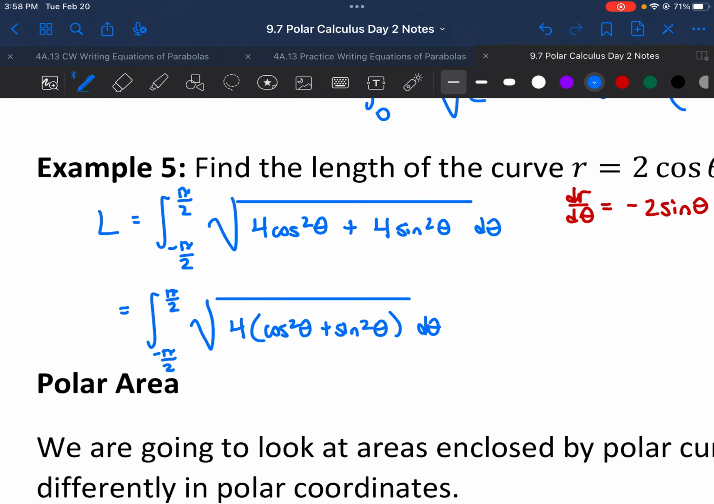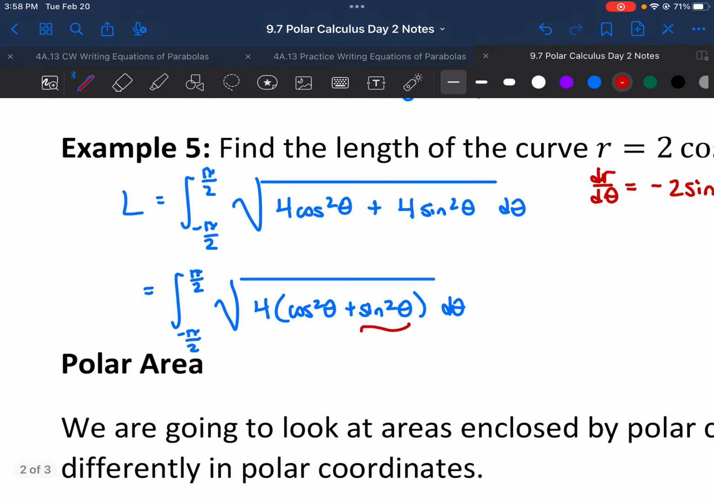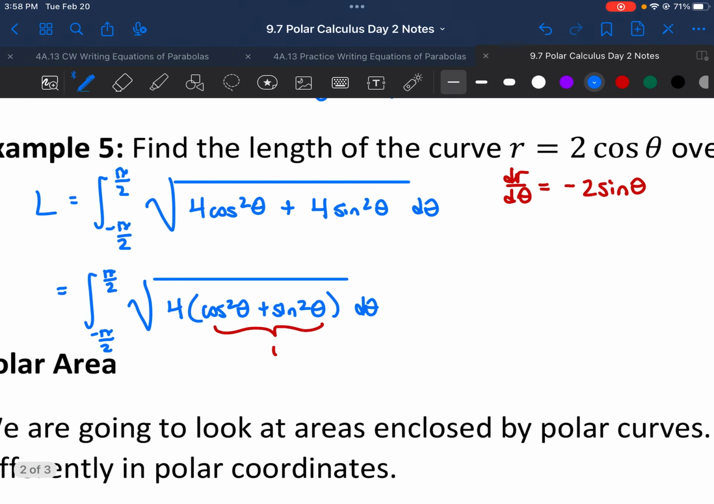And pause the video for a moment if you don't see it. Try to figure it out. But there's a nice little identity from pre-cal that is going to simplify this quite a bit for us. And that identity is that cosine squared plus sine squared is equal to 1.